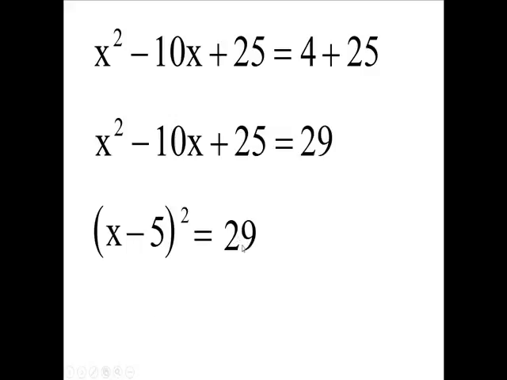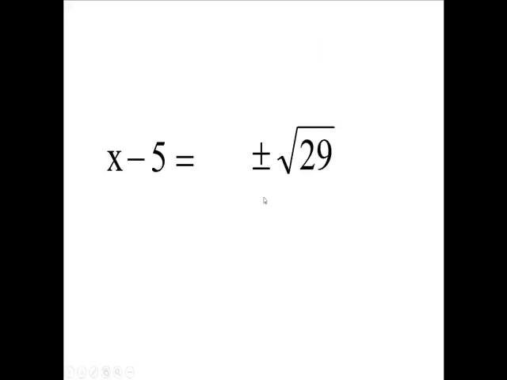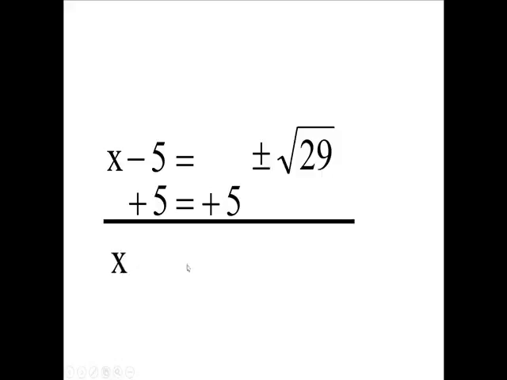So x minus 5 is plus or minus the square root of 29. If you were to try to solve this for x, you take the square root of both sides of this. So you have plus or minus the square root of 29. Now, to finish off and solve for x, we have to get rid of the what? The negative 5 by doing what? Adding 5 to both sides of the equation. So x equals 5 plus or minus the square root of 29. And that's solving the equation by completing the square.